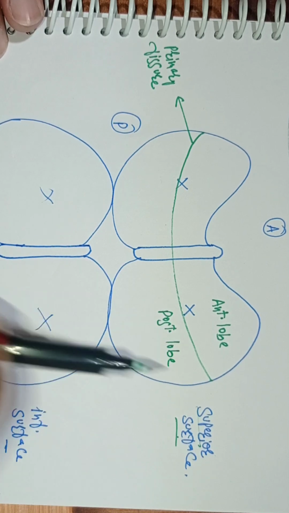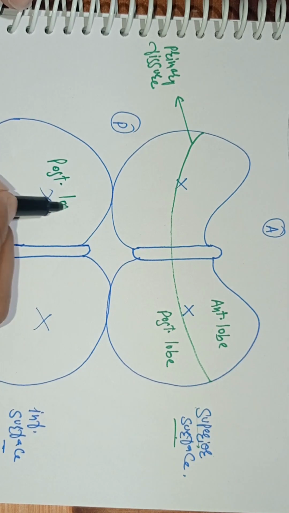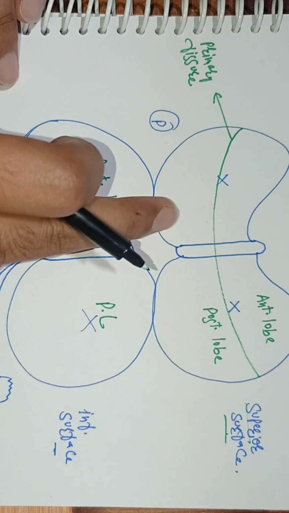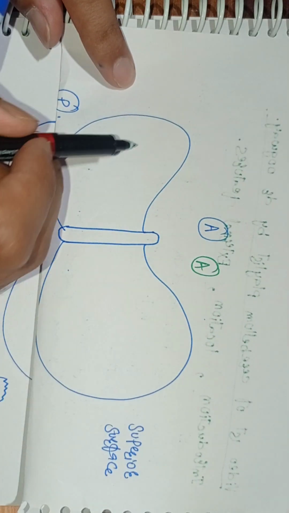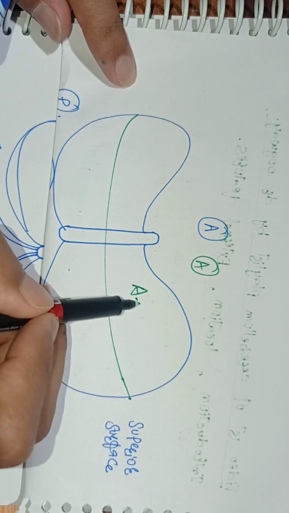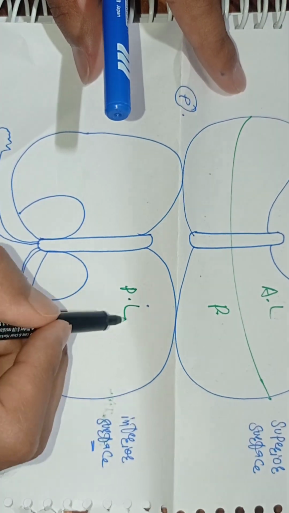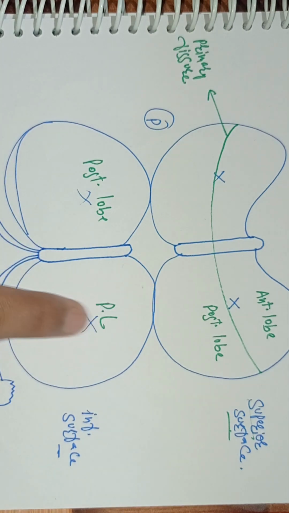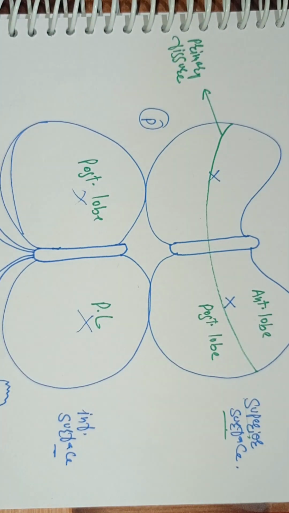Now this posterior lobe continues. So this whole is also the posterior lobe. Then it continues downwards, below, like this. So this is the primary fissure, this is the anterior lobe, and this is the posterior lobe. Then it continues below, so this is also the posterior lobe. So the anterior lobe and the posterior lobe are divided by the primary fissure.